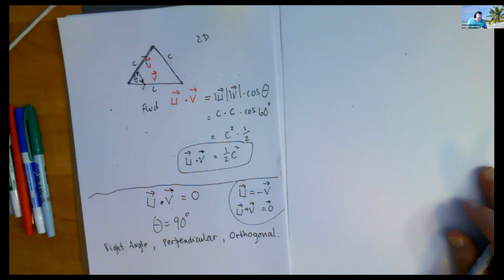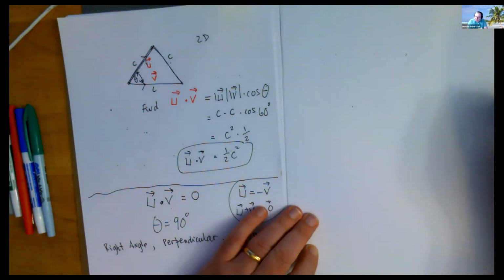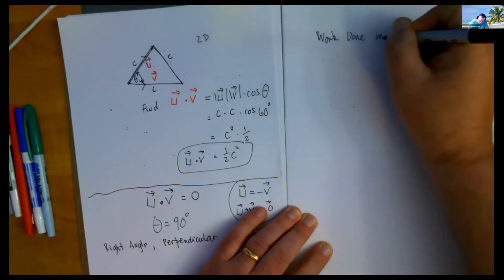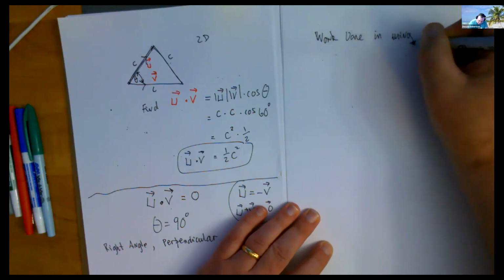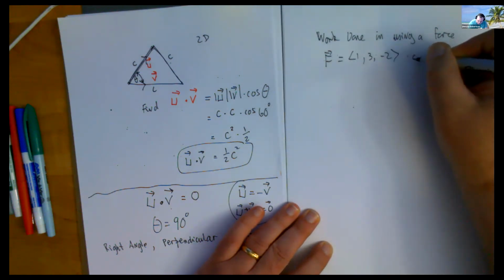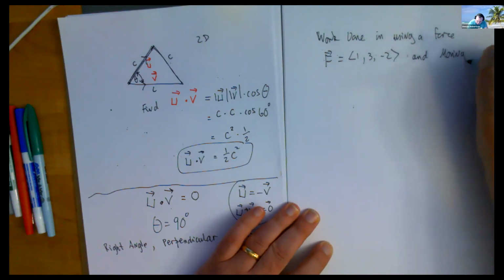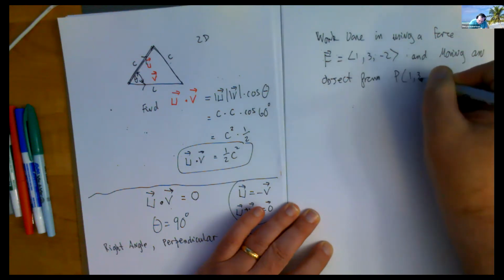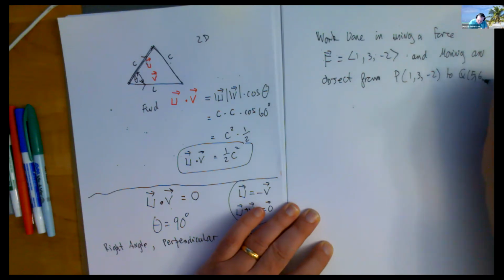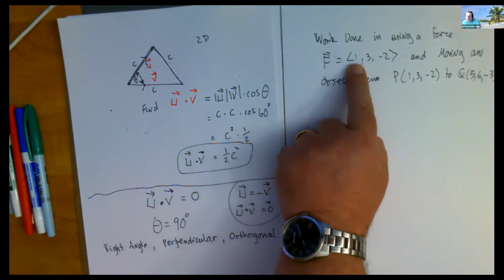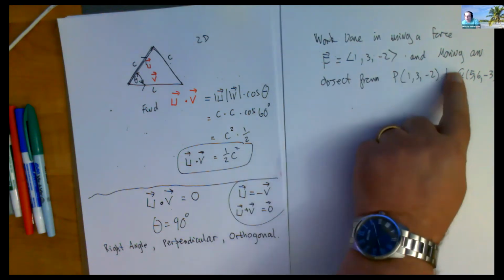Let's try an example of calculating work. The work done using a force. Here's the whole question. Essentially, this question boils down to this: how do you calculate the work done in using a force F that's pulling in this direction on an object that's being moved from this point to that point?